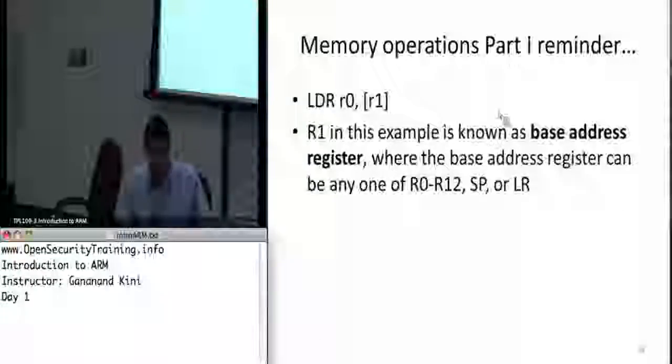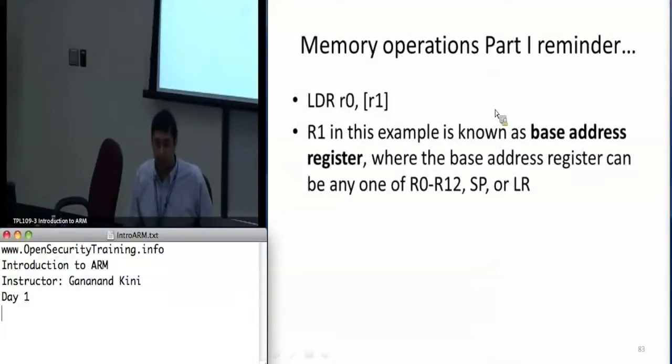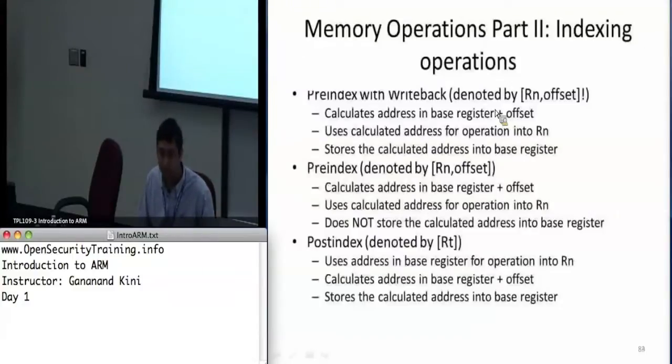Last time, if you remember, we referred to something called the base address register, which is the R1 from this LDR instruction, the one in square brackets. That's the register that has the actual address that you want to operate on, so it's called the base address register. It can be any one of R0 through R12, the stack pointer, or the link register.